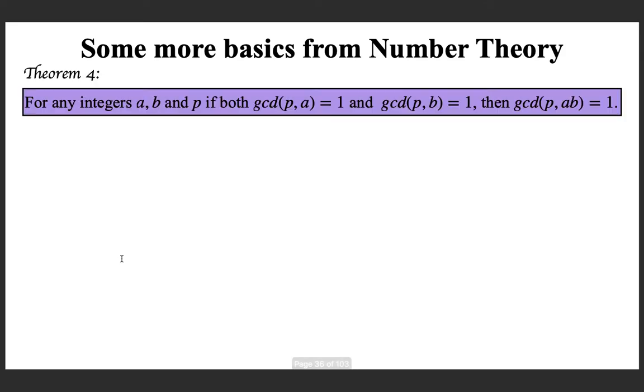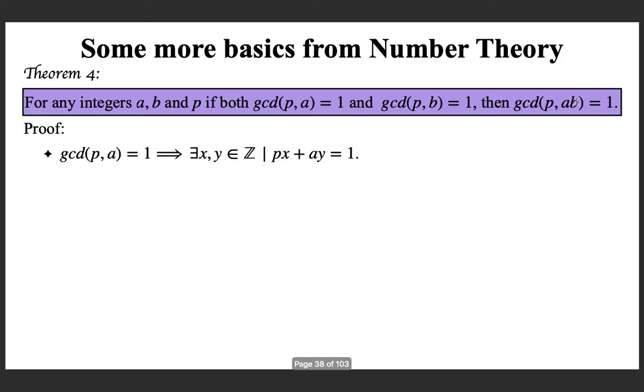Now we can have a theorem which tells us that for any integers a, b and p, we are taking 3 integers and we are not assuming that P is prime. These are just 3 integers. Suppose you know that P and A are relatively prime and P and B are relatively prime. So P is the common number there. P is relatively prime to both A and B. Then the theorem claims that P is relatively prime to the product of A and B. Whenever P is relatively prime to both A and B, P must be relatively prime to the product of A and B.